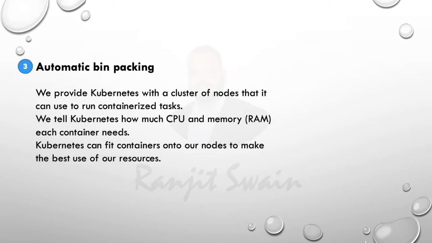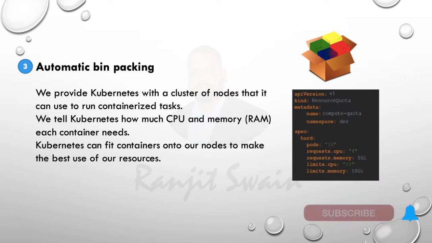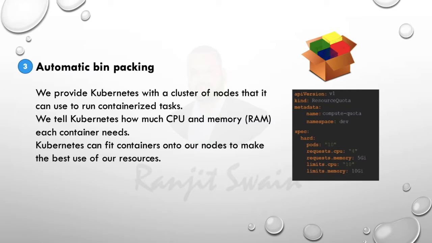Automatic bin packing. We provide Kubernetes with a cluster of nodes that it can use to run containerized tasks. We tell Kubernetes how much CPU and memory, that is RAM, each container needs. Kubernetes can fit containers onto our nodes to make the best use of our resources. If you see the image on the right hand side, you can specify the memory, the CPU, and the number of ports being used, and the requested memory and the memory limits. All these things you can set while creating the pods.